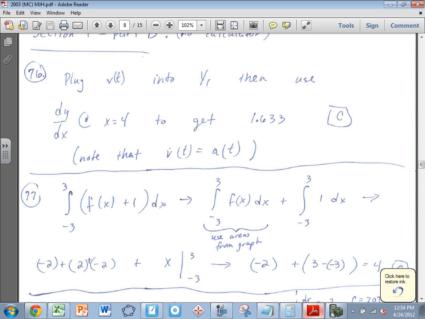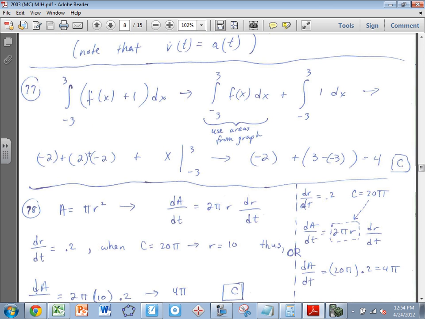All right, next one. We're given some regions here, and we're asked to find the integral from -3 to 3 of f of x plus 1. So, start by thinking about your rules of derivatives. Break this up into the integral of f of x plus the integral of 1. Because why? You're given this on the graph. Look at your graph in front of you. You're told that all the areas are 2, right?